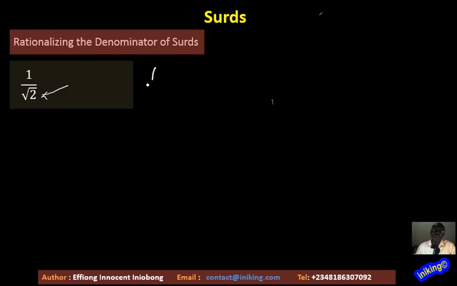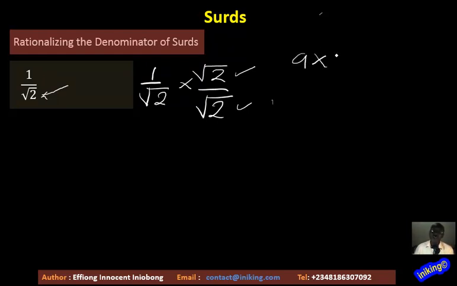I'll take the 1 divided by root 2. To make the denominator rational, I'll simply multiply both the numerator and the denominator by the same number, root of 2 divided by root of 2. Since both the numerator and denominator are the same, it's just like multiplying a number, say a, by 1, where root 2 over root 2 is 1. So I have not changed the value of 1 over root 2.